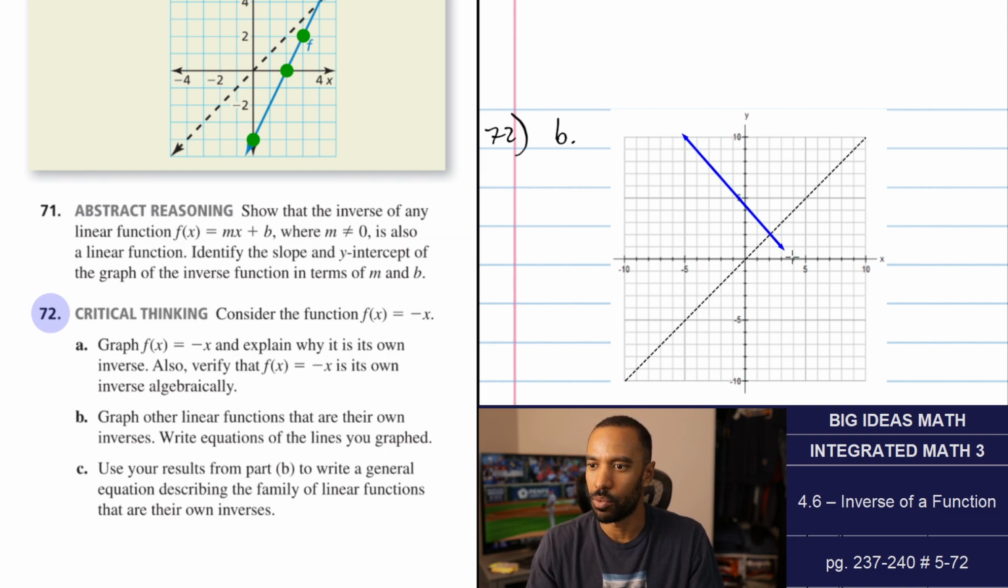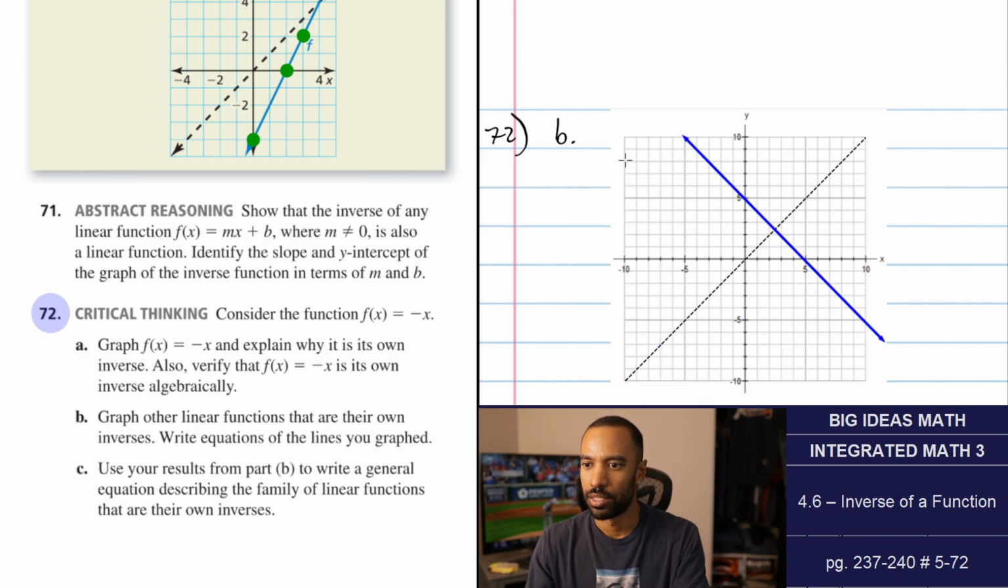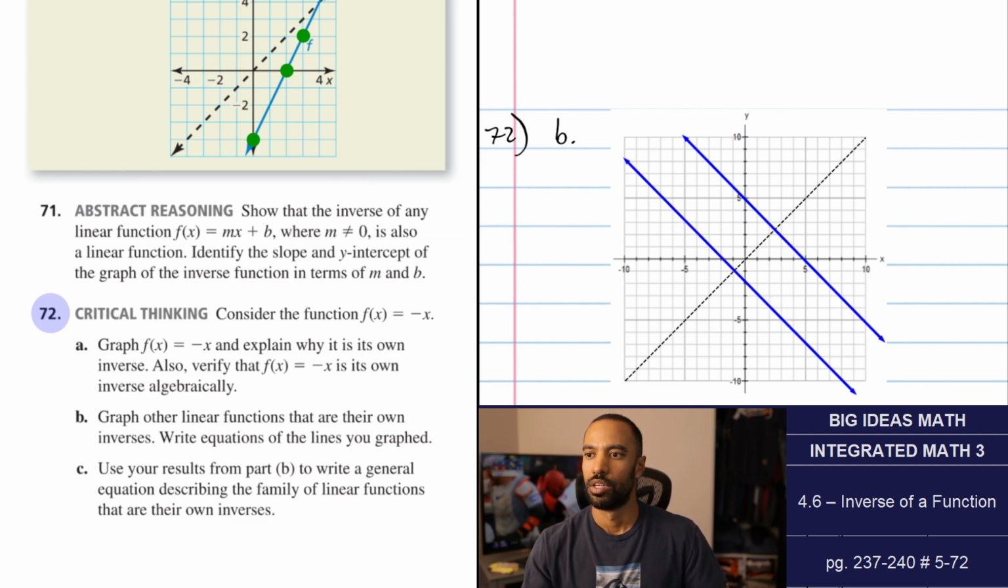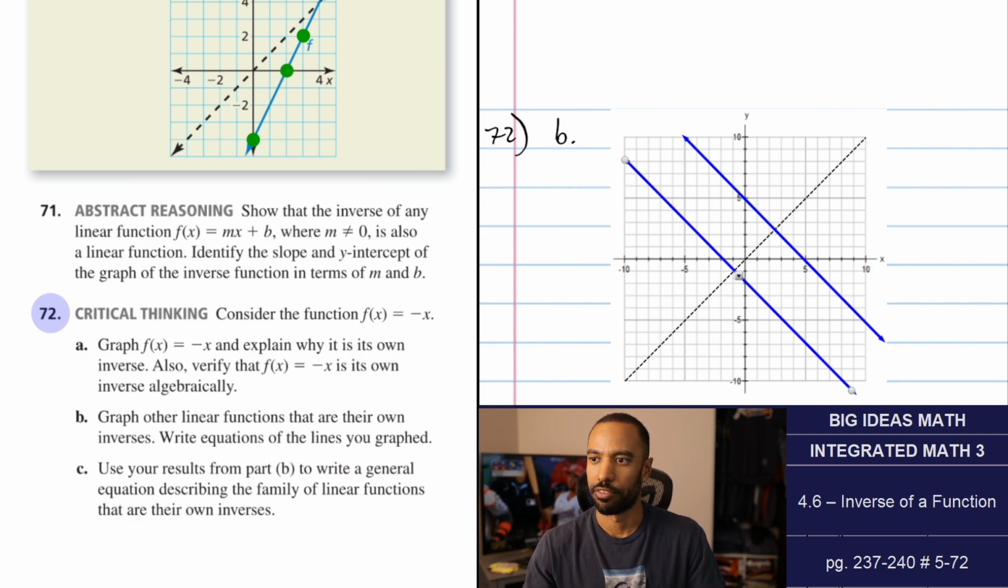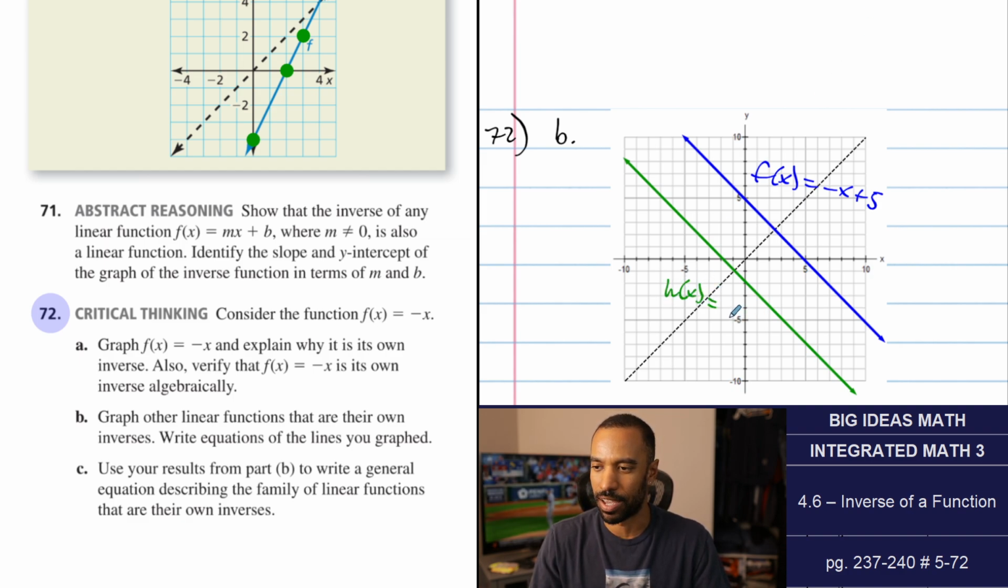So we'll do one right here with a slope of -1 and a y-intercept of 5. And one with a slope of -1 and a y-intercept of, well, I don't know. That's too low. Let's do a slope of -1 and a y-intercept of -2. So this one, different color. The one in blue is f of x equals -x plus 5. And the one in green I'll call h of x, because I don't want to do g of x. I used that before. -x minus 2.